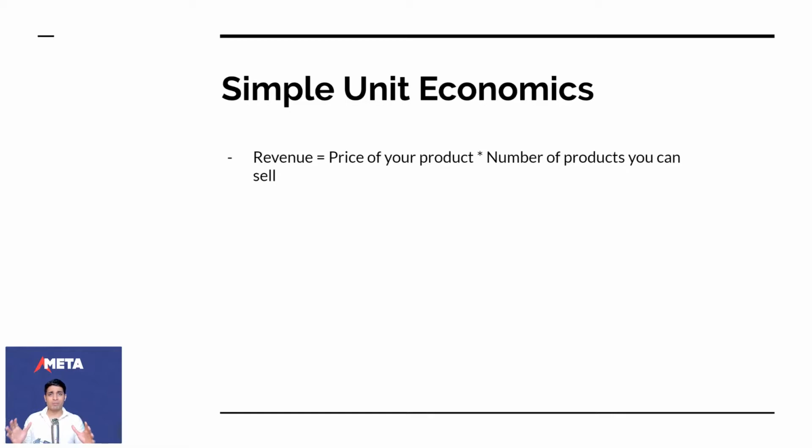Right? So simple unit economics. Unit economics is revenue. The revenue that you make is equal to the price of your product into the number of products you can sell. And that's unit economics. How much money do you make per product? So your unit economics could be as simple as I make my product for 5 rupees and I sell it for 10 rupees. The profit is 5 rupees per product. Unit, which is one product. What is the math per product? How much do I buy it at? How much do I sell it at?